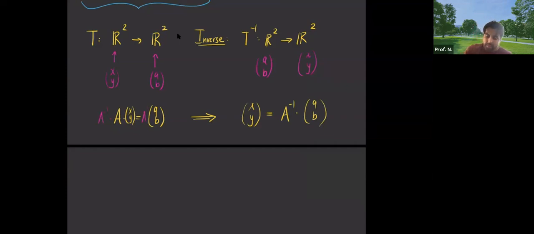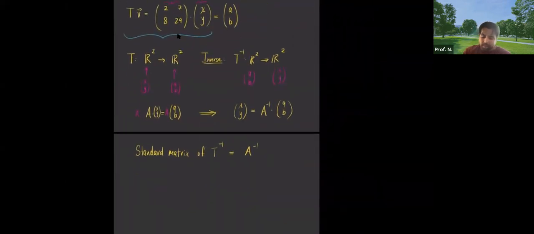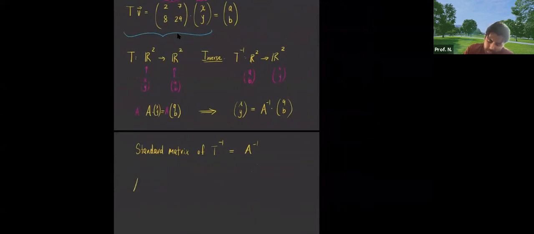So in other words, the standard matrix of T inverse is equal to A inverse. That's all. That's literally all it is. So what is the inverse? If A is 2, 8, 7, 29, what would be the inverse?